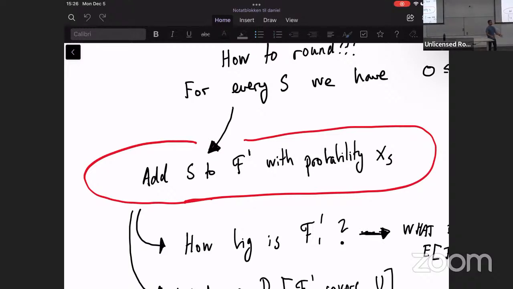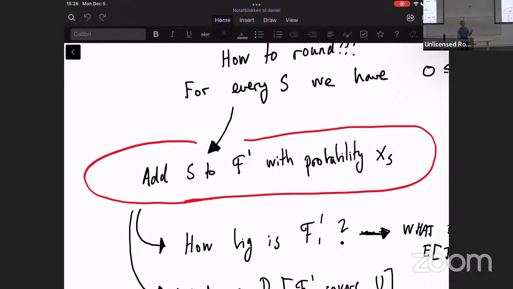So now what I'm going to do is, individually for every set in my input family, look at what XS is, and throw a biased coin. It comes up heads with probability XS, tails with probability 1 minus XS. If it comes up heads, then I include it in my solution.